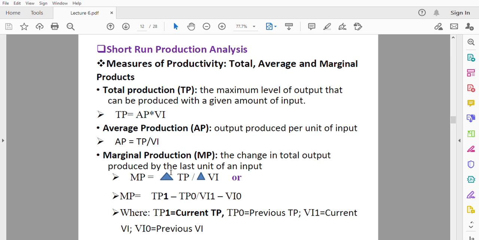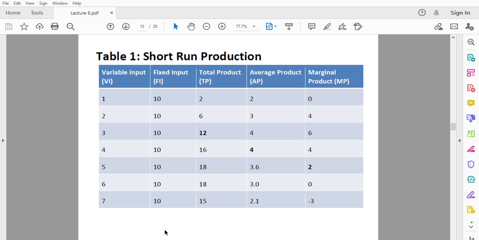The marginal product is the change in total product divided by the change in variable input. It can also be expressed as (TP1 minus TP0) over (VI1 minus VI0). The denominator, VI1 minus VI0, shows the change in variable input. TP1 is the current total product, TP0 the previous total product, VI1 the current variable input, and VI0 the previous variable input. Right, so this is a schedule or a table, a short run production table, as we can see.